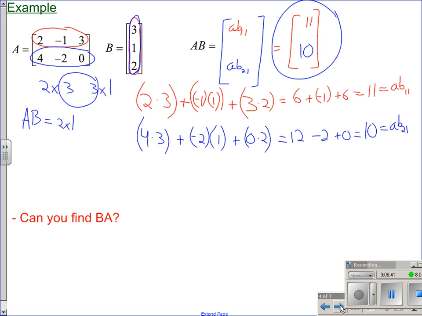So use the resources that you have. Now this question on the bottom, can you find matrix B times A? Matrix B was a 3 by 1. Matrix A is a 2 by 3. Can you multiply these things together? You should all be saying no, because those inner dimensions are not the same. You can only multiply matrices that have the same inner dimensions.